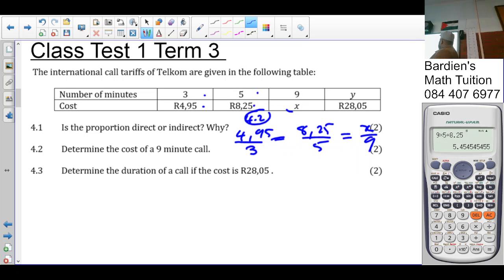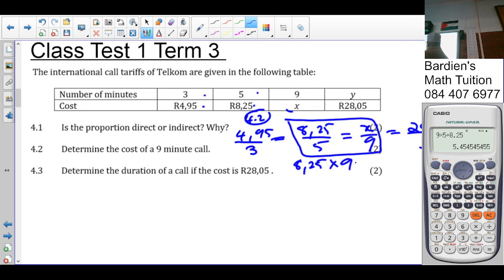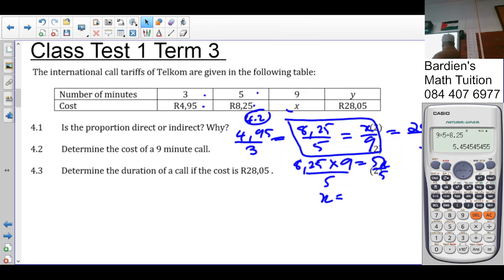I said 9 over x, no? Which is equal to 8.25 over 1. So it's going to be 8.25 times 9 is equal to 5x. Divided by 5 both sides. So x is equal to 8.25 times 9 divided by 5. There we go. 14.84.